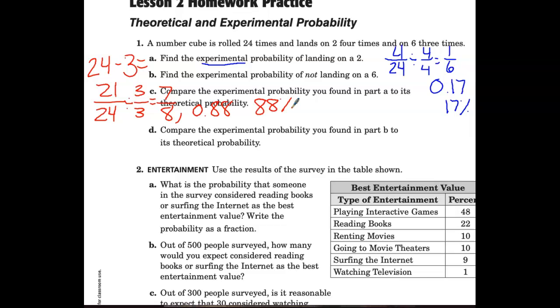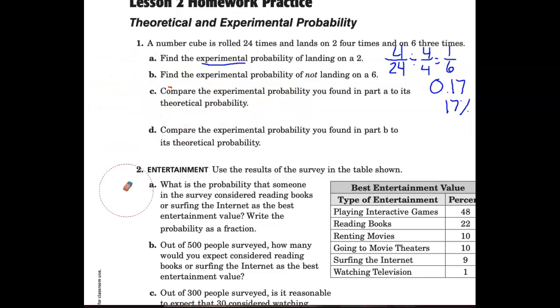Then it says compare the experimental probability that you found in part A to its theoretical. In theory, how many options on a dice do you have that are 2? 1, because we're figuring out the theoretical. Out of how many total options? 6. 1/6 is the same as 17 hundredths, which is the same as 17%.